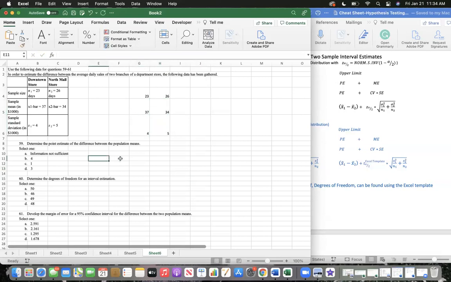Okay. So we said X bar 1 minus X bar 2. X bar 1 is 37. X bar 2 is 34. So we're just going to subtract those. We get 3. So we say D.